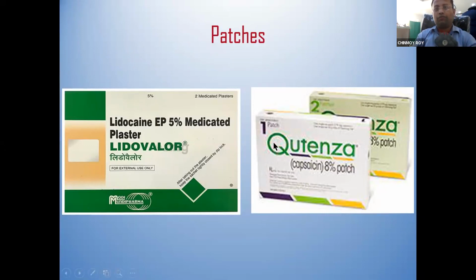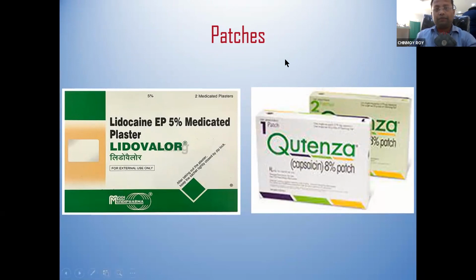Then Qutenza is our capsaicin patch. You have to use gloves, and you have to apply local anesthetic cream first. Then you start Qutenza. After that, with 1 patch, people get around 3 months of relief. In post-herpetic neuralgia, 3 months of relief is a great achievement, because the first 6, 7, 8 months, or 1 year, is the main time when the patient needs pain relief.